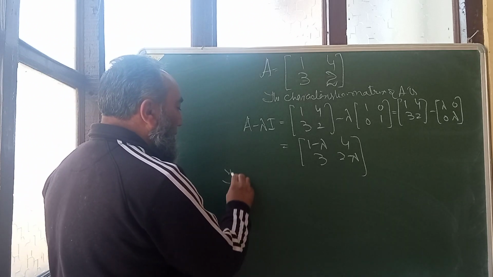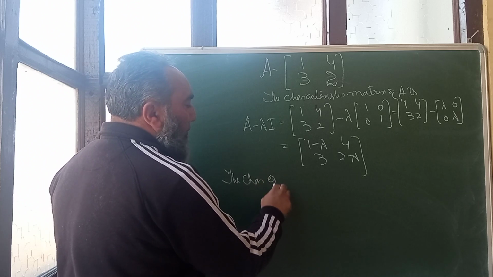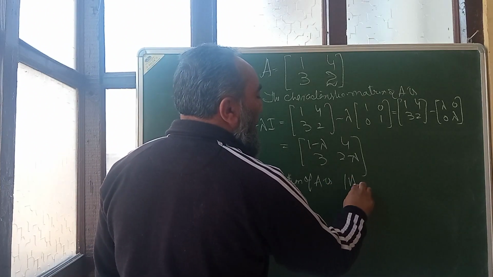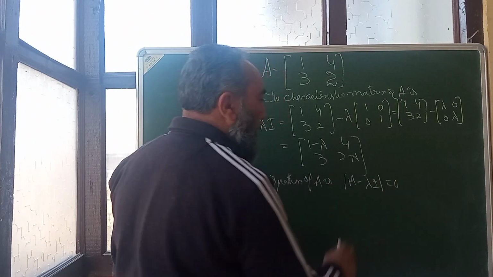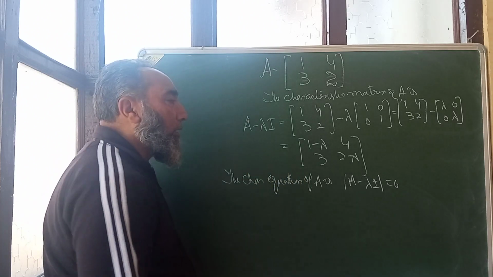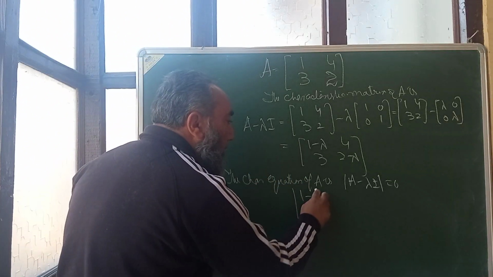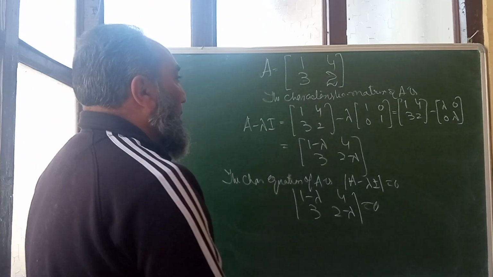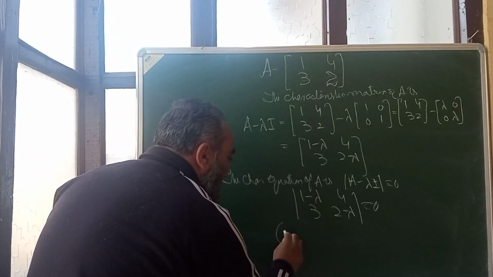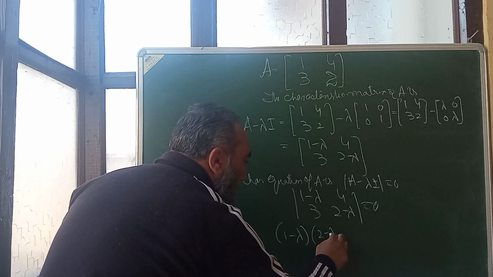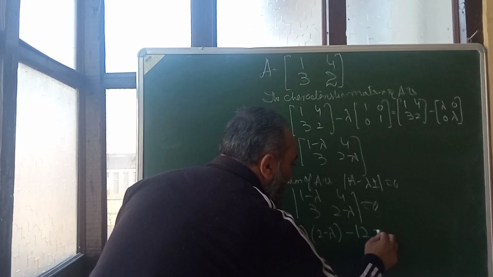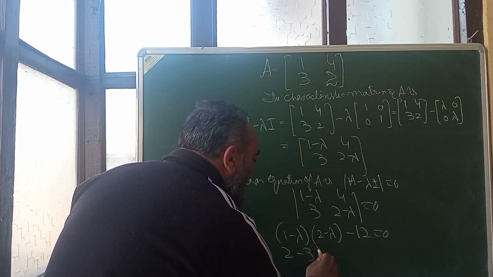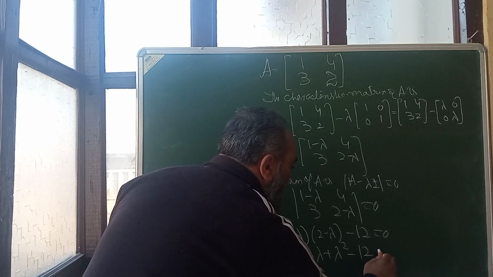The characteristic equation of A is the determinant of A minus lambda I equal to 0. This is the matrix A minus lambda I, so its determinant will be 1 minus lambda, 4, 3, 2 minus lambda equal to 0. Let me see what 1 minus lambda into 2 minus lambda is. Let me operate it. 3 4s are 12 is equal to 0. Or 2 minus 2 lambda minus lambda, it is minus 3 lambda plus lambda square minus 12 is equal to 0.